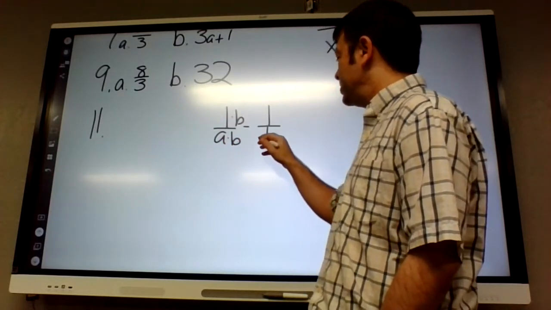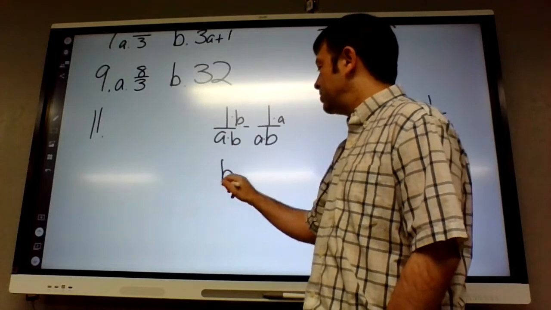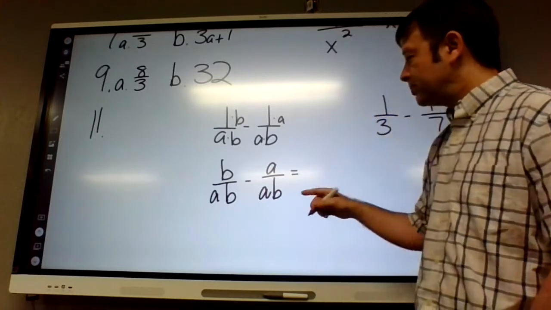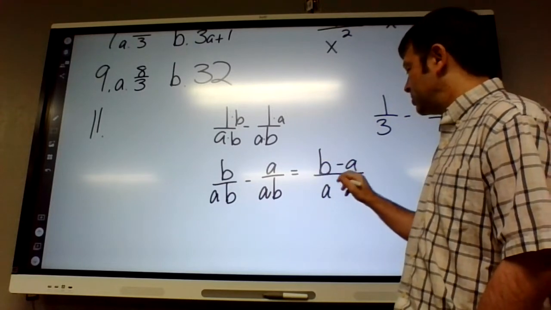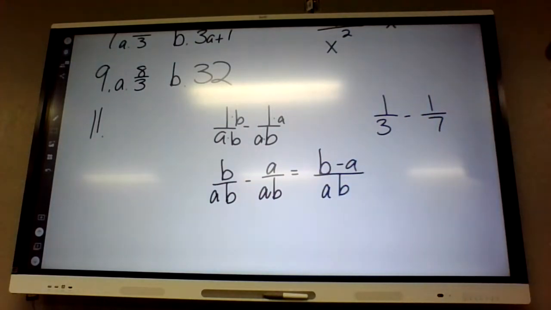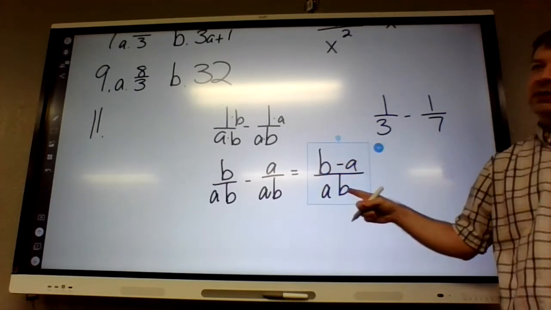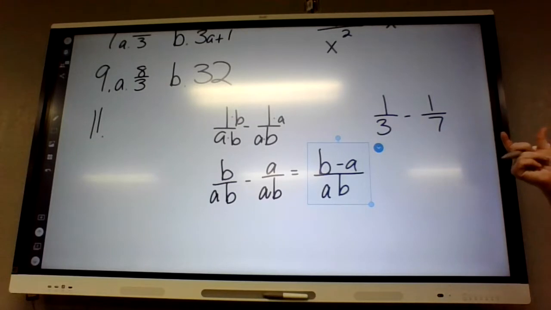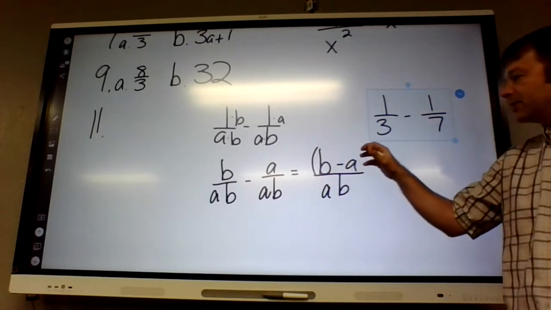So this needs a b, this one needs an a. So it's b over ab minus a over ab equals b minus a. Remember the denominator just stays the same. Do these reduce right here? No. Because of order of operations, b minus a, you gotta think of it as one thing. Subtraction and division are not opposites, so they don't cancel out. B minus a, you gotta think of that as one factor.